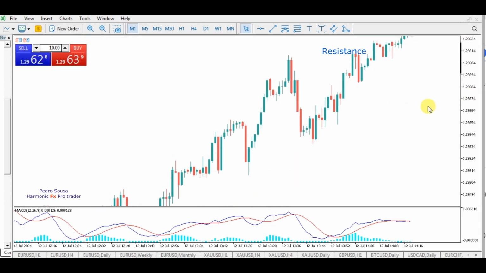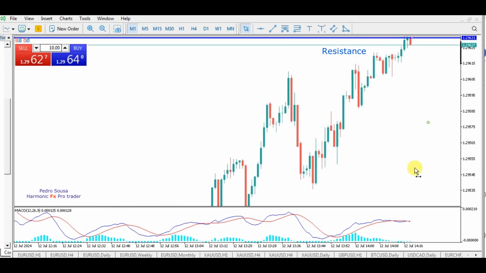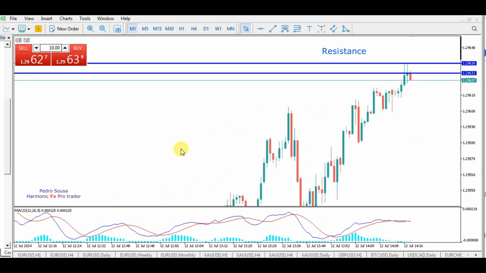I like to think that support and resistance areas are more like an area. So a wider area depending on the time frame. On a smaller time frame it could be 5 pips. On a bigger, higher time frame, such as a daily, it could be 100 pips.